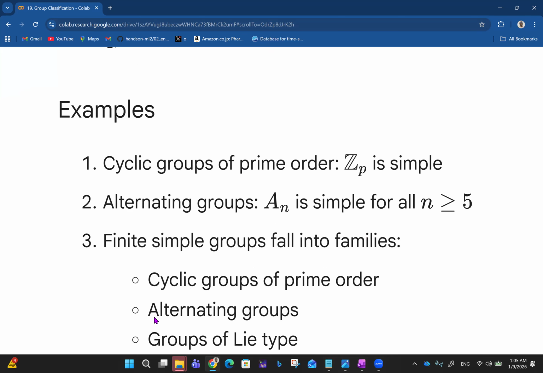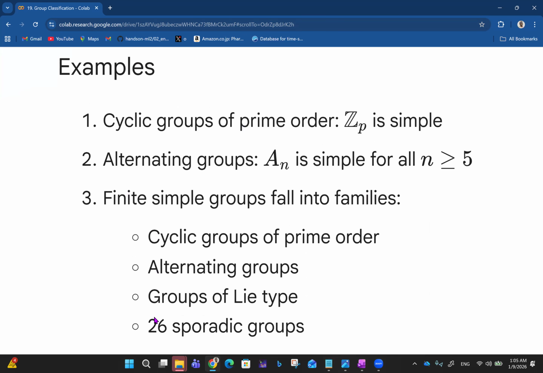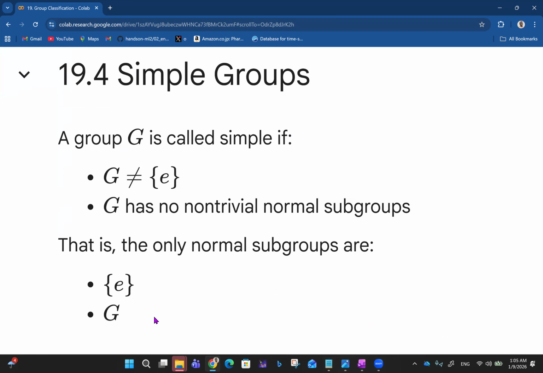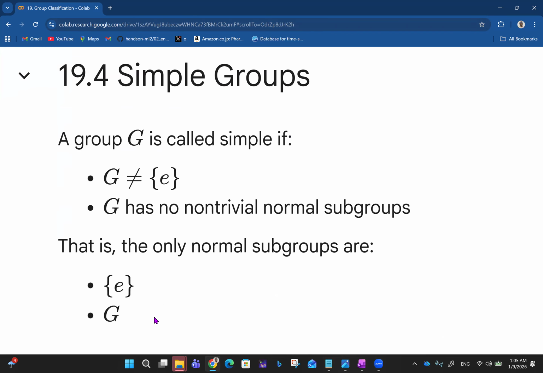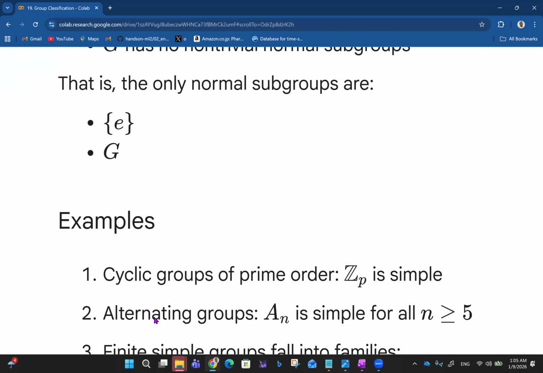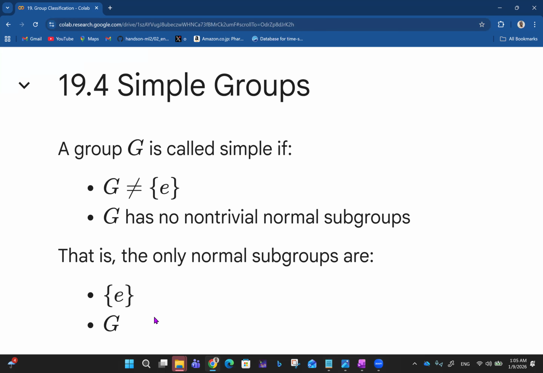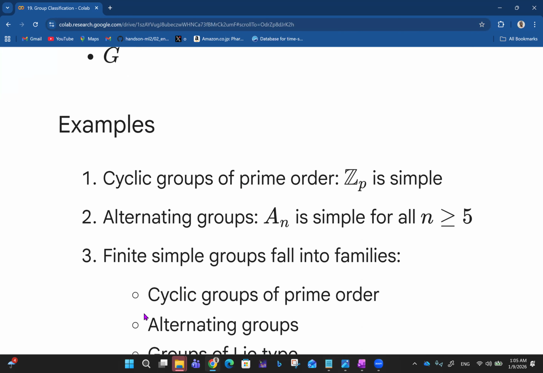So a group is said to be simple if it has only two normal subgroups: the identity and itself, basically. Simple groups are what prime numbers are to numbers. Just like a prime number can only be divided by itself and 1, a simple group only has normal subgroups that are the identity or the group itself.